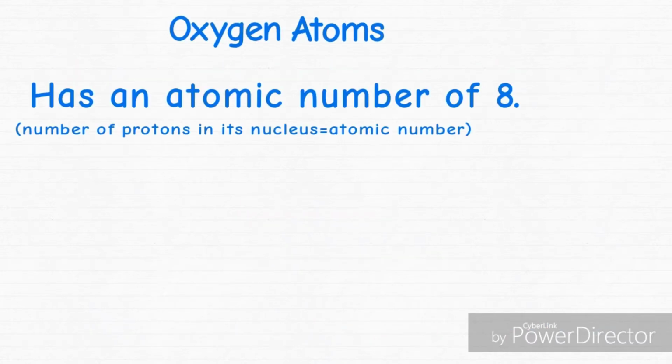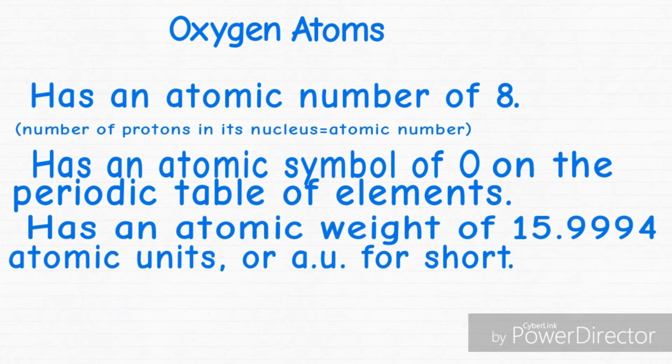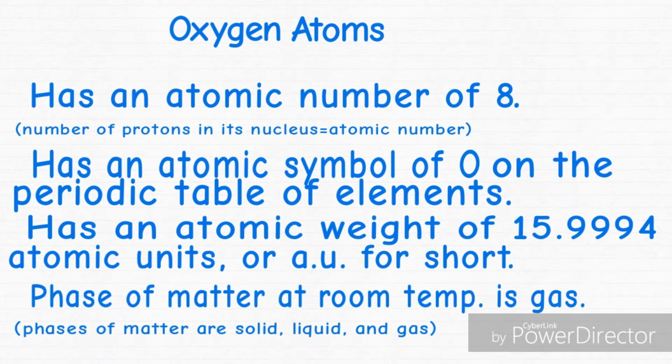Let's start with a simple fact. Oxygen has an atomic number of 8. That means it has 8 protons in its nucleus. On the periodic table of elements, it has an atomic symbol of O. The average mass of the atom, or the atomic weight, is roughly 15.9994 atomic units, or AU. Its phase of matter at room temperature is gas.